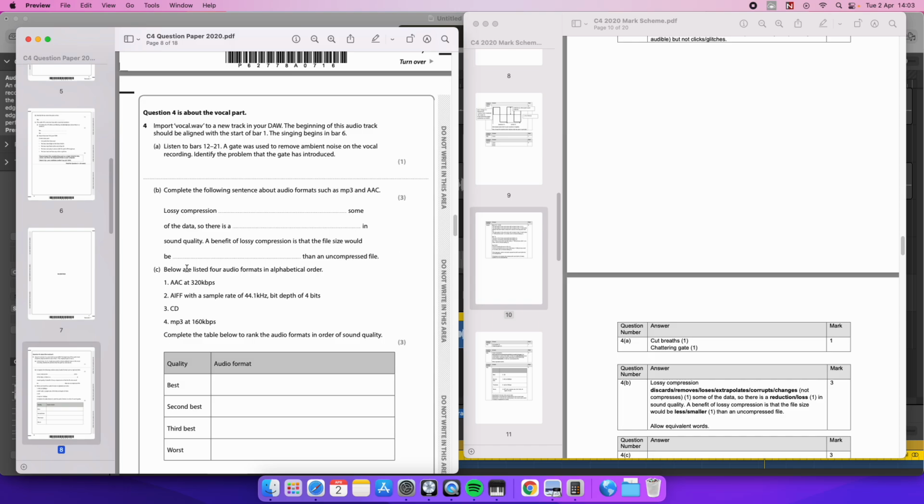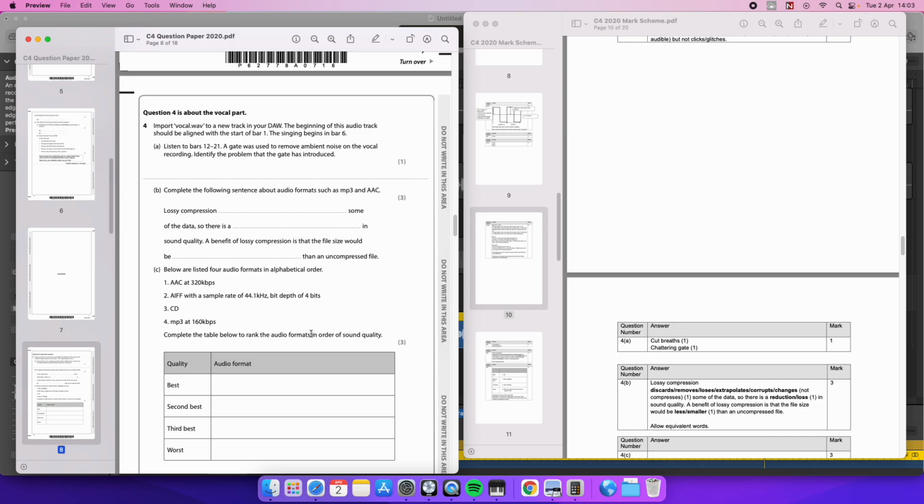Below are listed audio formats in alphabetical order: AAC, AIFF, with a sample rate of 44.1 and a bit depth of 4 bits. That's very small. 16 bits is our standard, which is how many bits of data points per sample slice. So like bit depth. You can have a 44.1 sampling rate, but if you've only got 4 bits per sample, that's not a lot of data per sample, so it's not going to give you a lot of audio information. CD and MP3 at 160 kilobits per second.